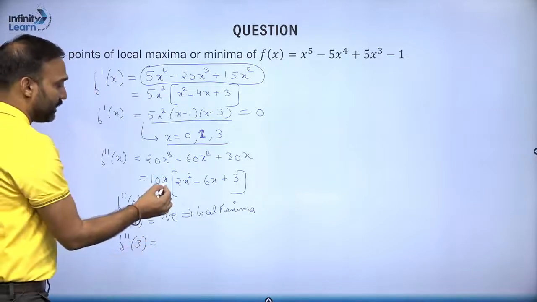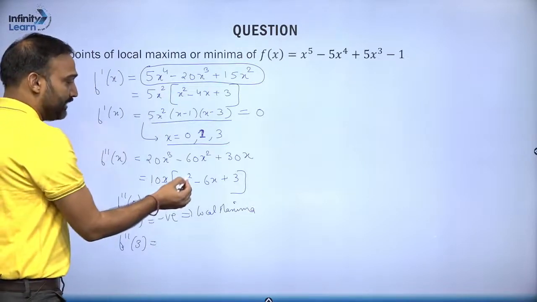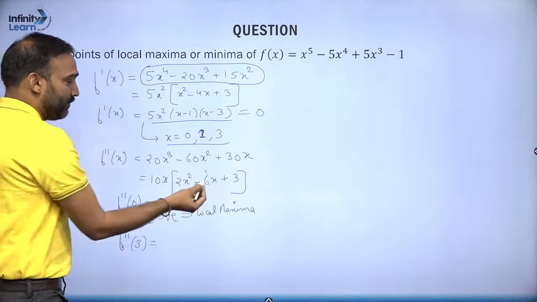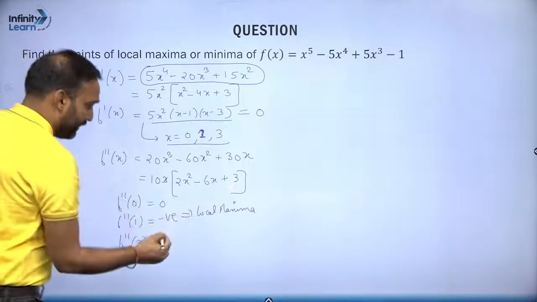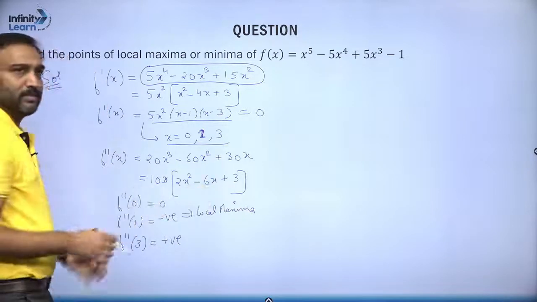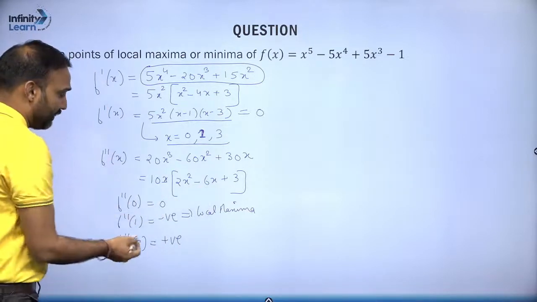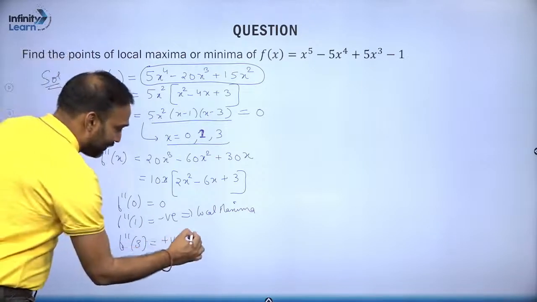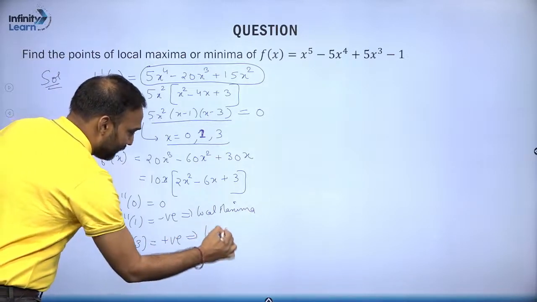Now if I put x is equal to 3, this is positive. 3 square, 9, 2 9s are 18, 18 plus 18 becomes 0 plus 3. So once again I will have a positive sign. This is positive, product will always be positive. So f double dash 3 is positive. So it would be local minima.